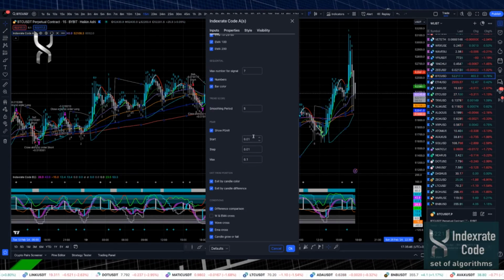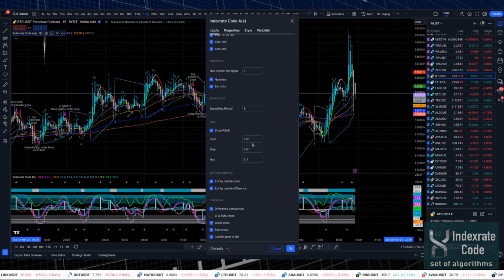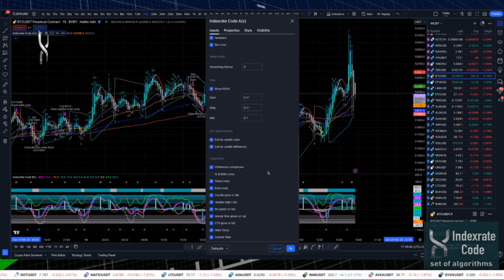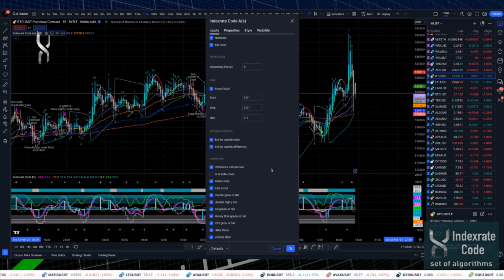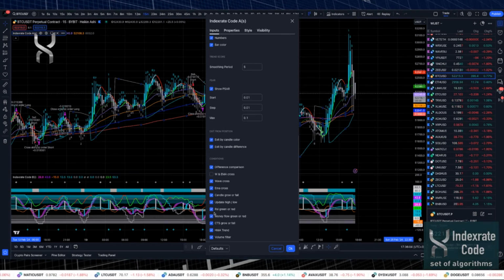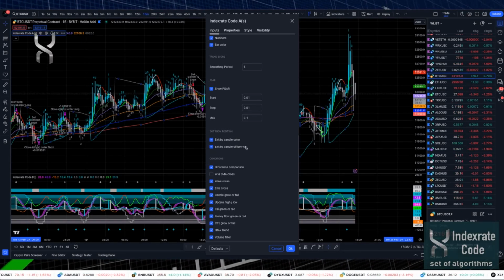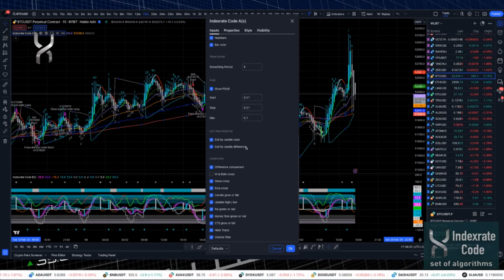Then, we see 3 windows of the parabolic SAR indicator, the length and the maximum scrap, and in the next window, we see 2 conditions for exiting the position. They are absolutely unconditional. I recommend leaving everything as enabled here. The first condition is the exit when the candle color changes. The second condition is that the momentum difference changes the value from short to long.